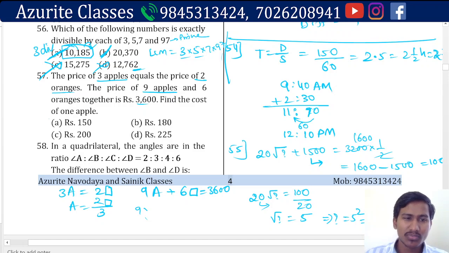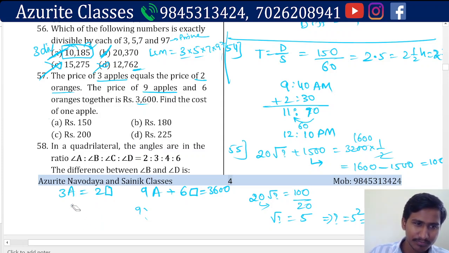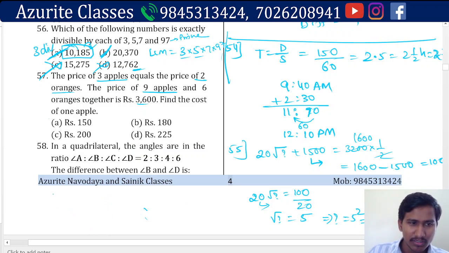So we will write in terms of apple. So here 3 apples means 2 oranges is equal to 3 apples. So 1 orange will be 3 apples by 2.